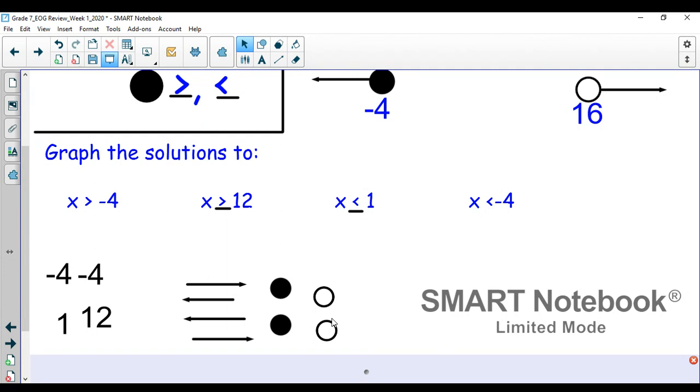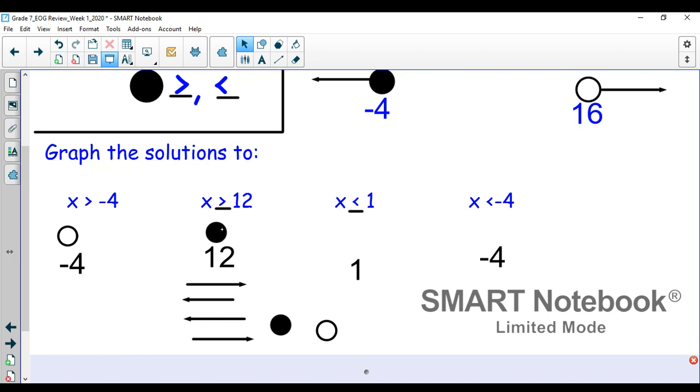All right, to kind of show you an easy way to graph these, we're going to start thinking about the 3 different steps. The first 2 steps are real easy. So that's based off of -4, that's based off of -4, that one's based off of 12, and this one's based off of 1. Now I want to start thinking about shaded circle versus an open circle. X is greater than -4 will be open. Greater or equal to 12 is closed.